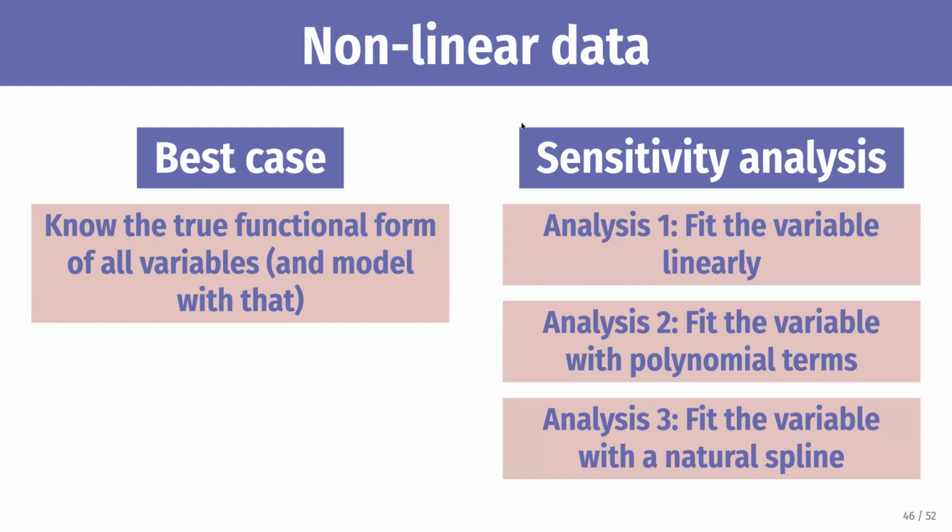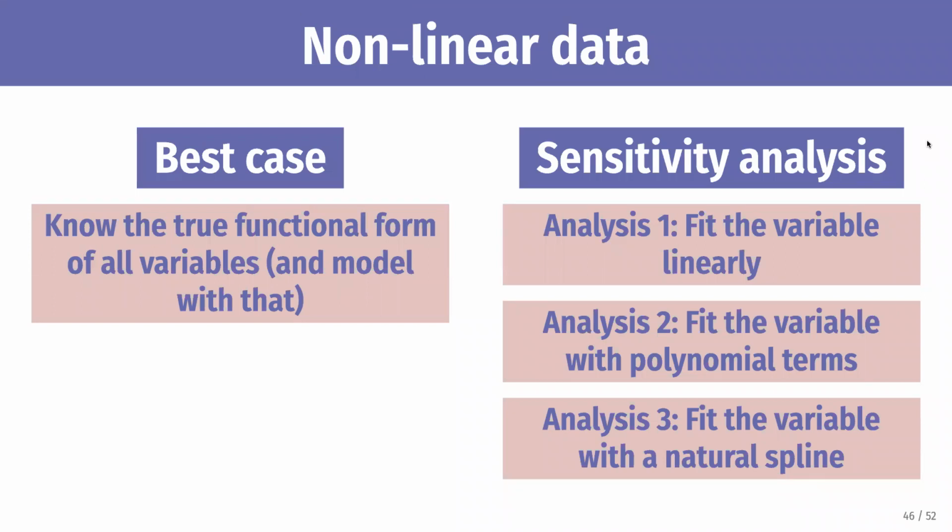So in this case, you can use the same kind of tools to conduct a sensitivity analysis. Analysis 1 would maybe fit the variable linearly, just including the variable as itself in the linear model. Analysis 2 might fit the variable with polynomial terms. If the variable was x, a polynomial term would be x squared, x cubed, x to the 4th, etc.